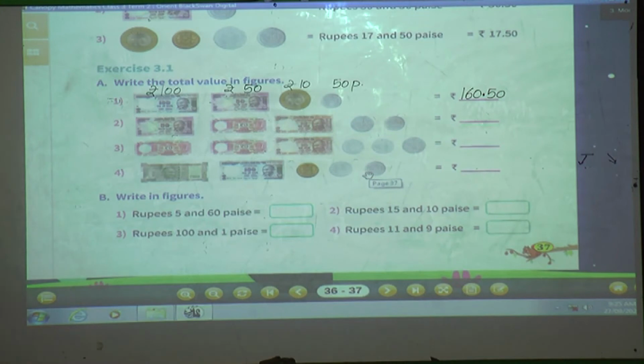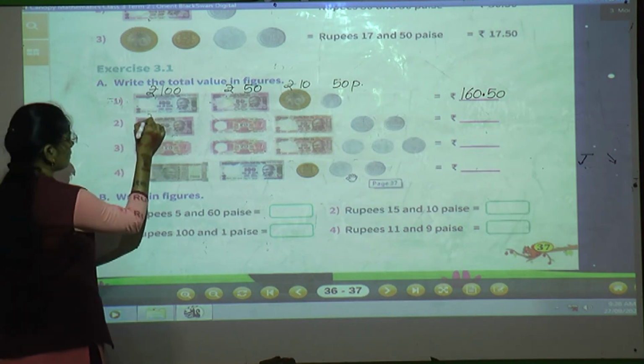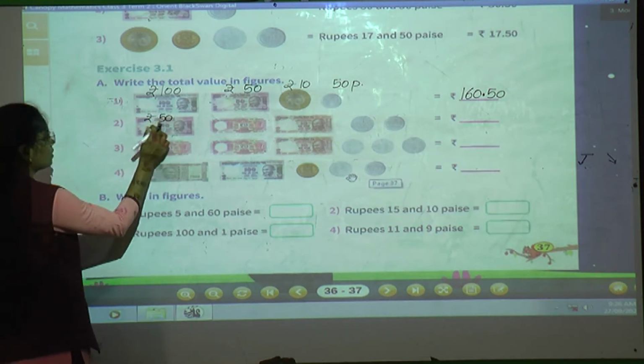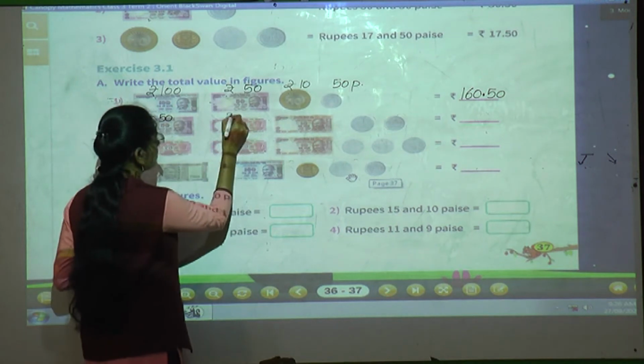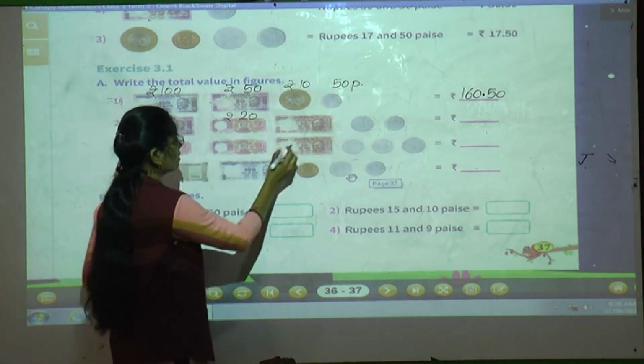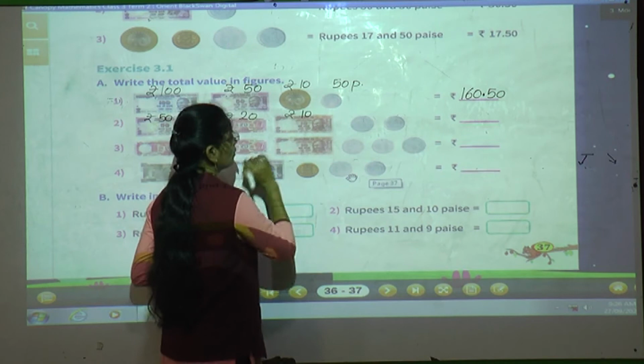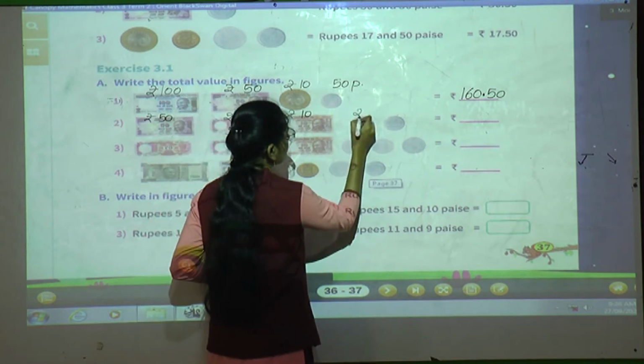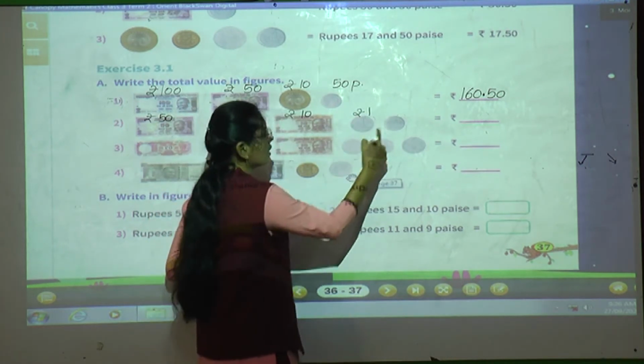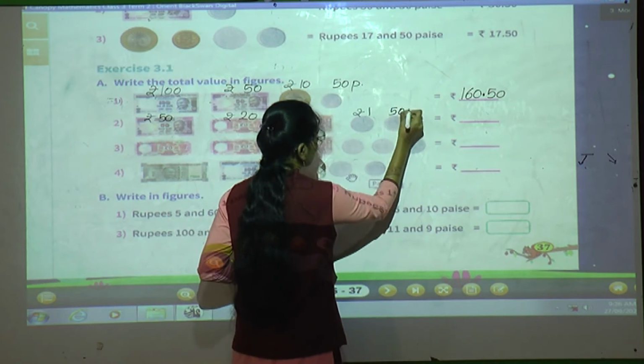in the second example there are three notes, one of 50 rupees, then 20 rupees, then 10 rupees. Okay, and after that 2 coins are there. Okay, see here, rupees 50. This is the note of rupees 50. This is 20 rupees. This is 10 rupees. Okay, and this is coin of 1 rupee and it is a 50 paise.